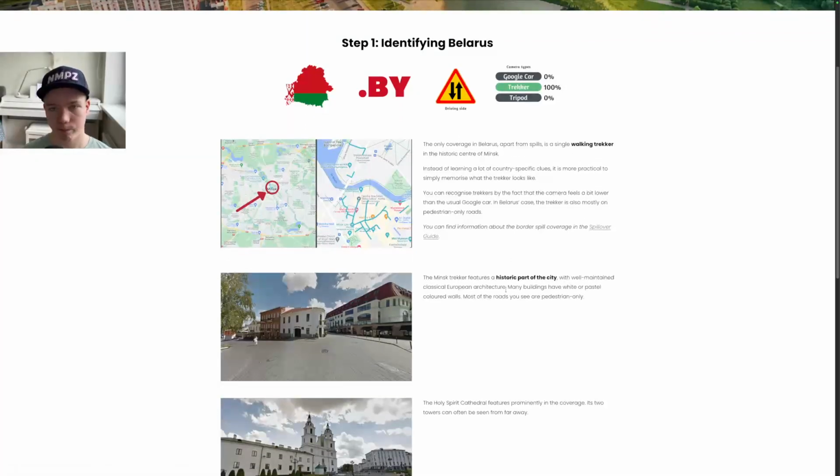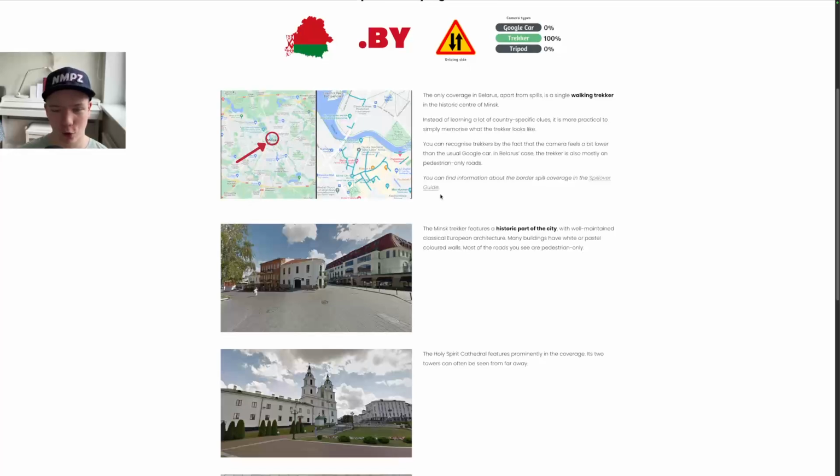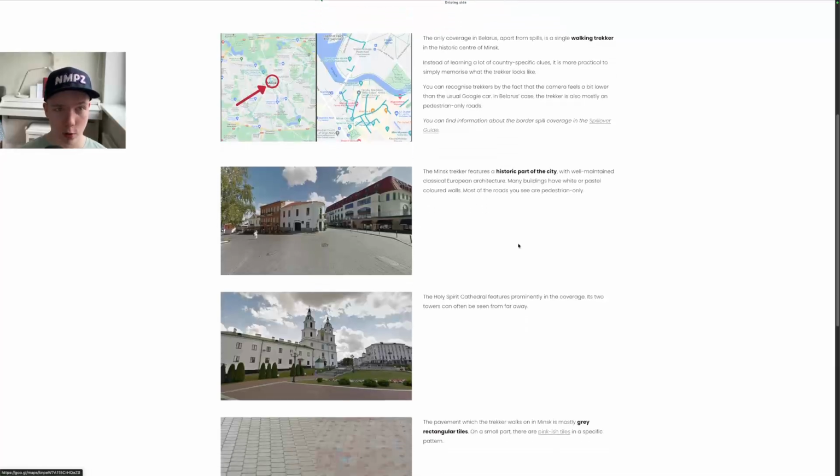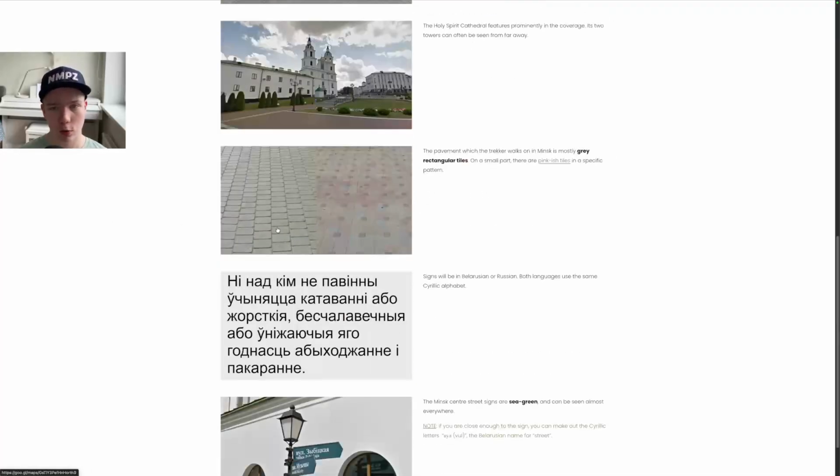So there's just a bit of spill coverage from Russia, but the actual coverage is only in the capital of Minsk, and there's really a little part here as well, so I don't know why they even did it. So it's got the historic part of the city. I don't know why exactly they even did the coverage, but anyway, it looks quite beautiful, the city, the part that they covered, at least, I would say.